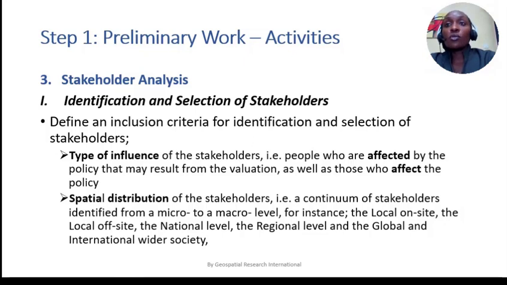It is also important to look at the spatial distribution of these stakeholders. And this is basically looking at a wide range of stakeholders identified from a micro to a macro level. This may be the local on-site people, the local off-site people, the national level, the regional level, and even the global and the international wider society. So to achieve meaningful valuation results, the steering teams are encouraged to define applicable inclusion criteria to ensure the stakeholders identified are adequately representative.